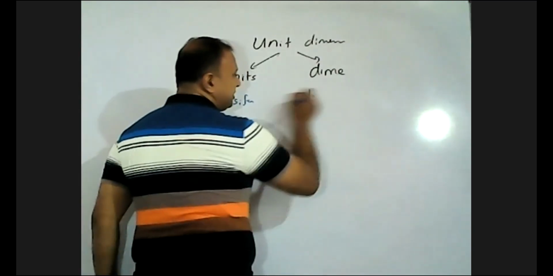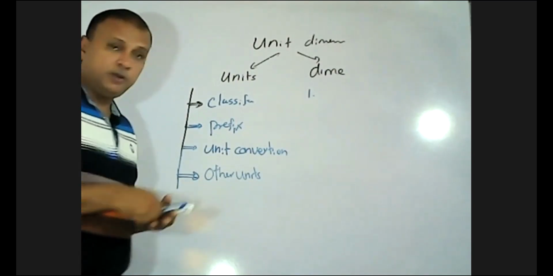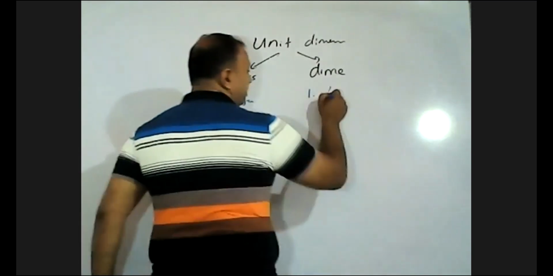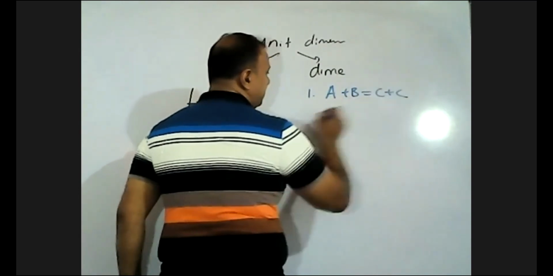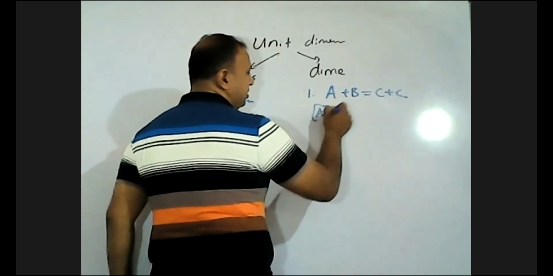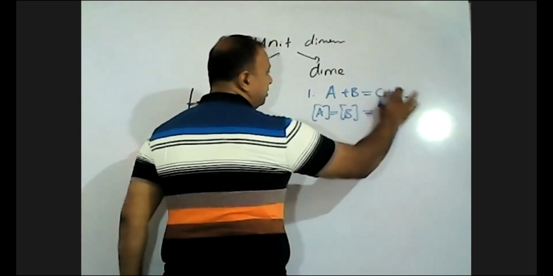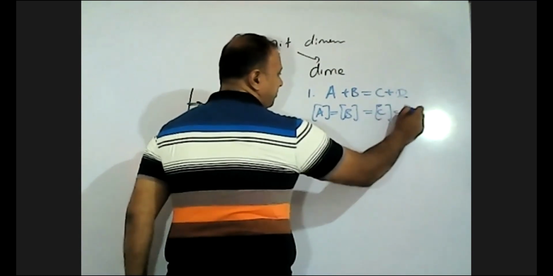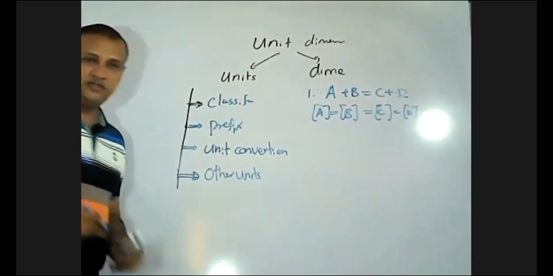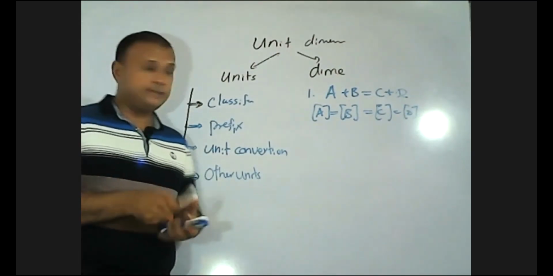The first factor is the equation: A plus B equals C plus D. Then the dimension of A should be equal to the dimension of B, and the dimension of C equal to the dimension of D. That is the first factor we have discussed.